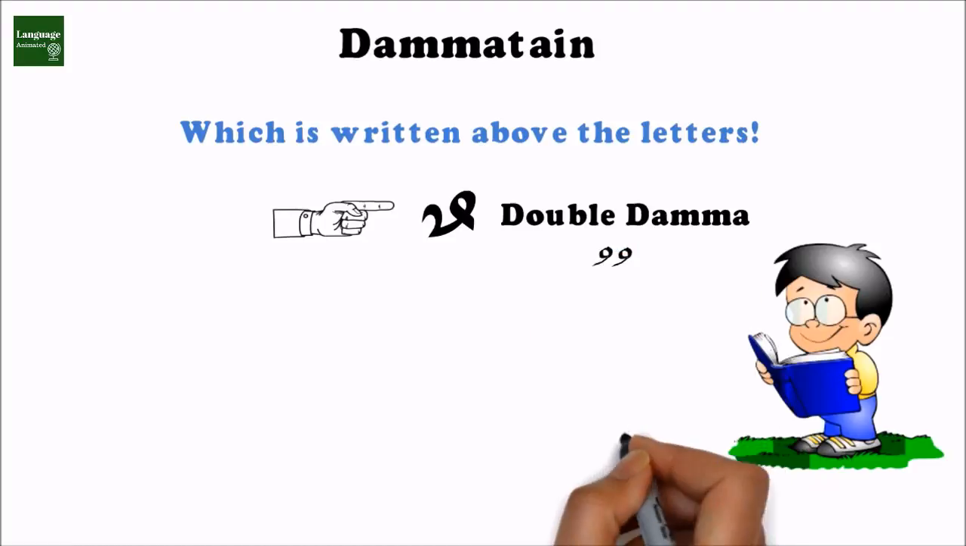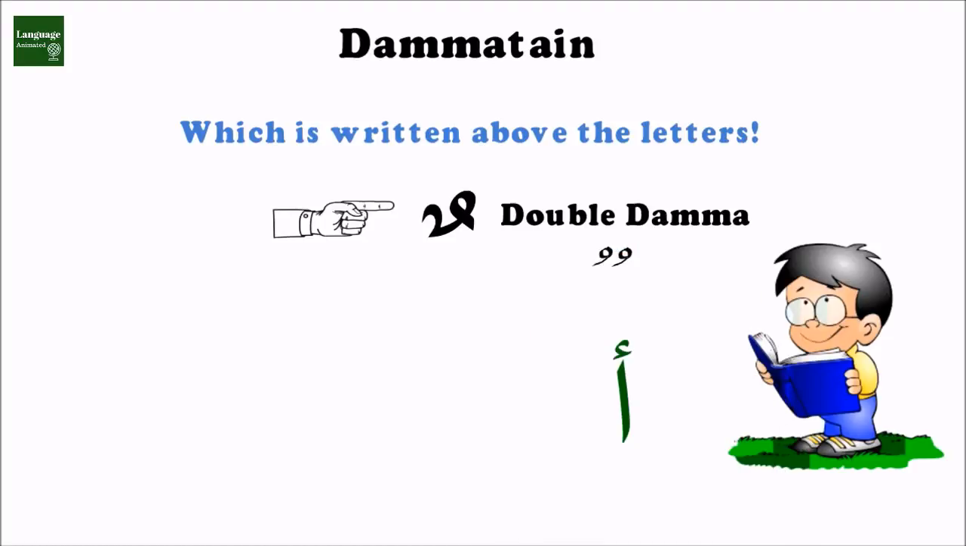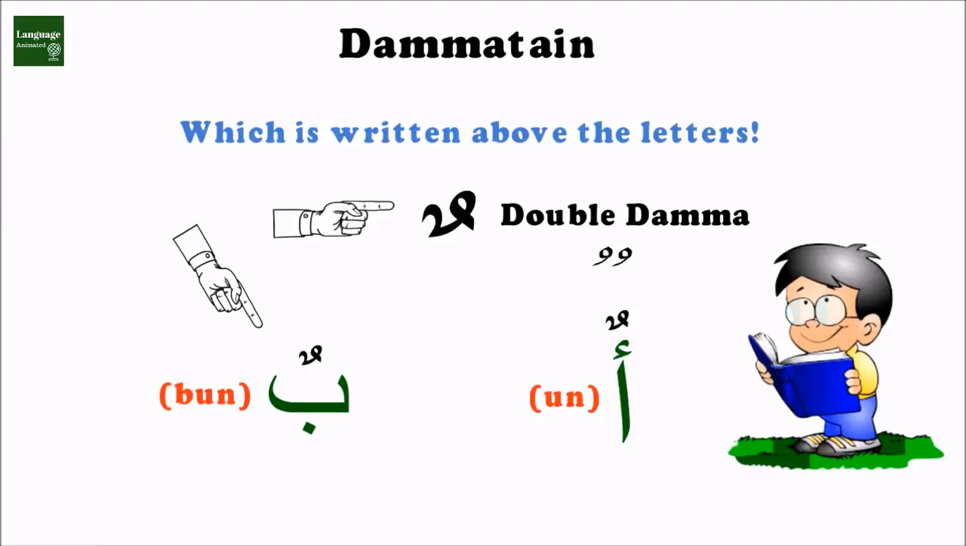So this is Alif, and when we use Dammatain above the Alif, it makes the Un sound. And this is Ba. When we use Dammatain above the Ba, it makes the Bun sound. So I hope you got the point. And remember, Dammatain is always used above the letters. Okay, so let's start.